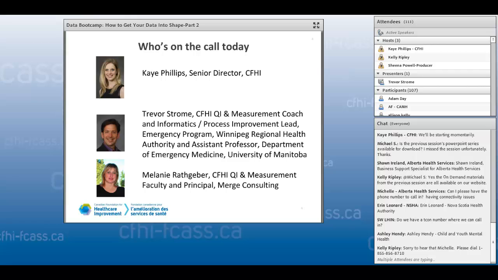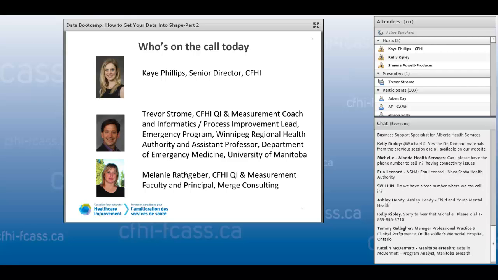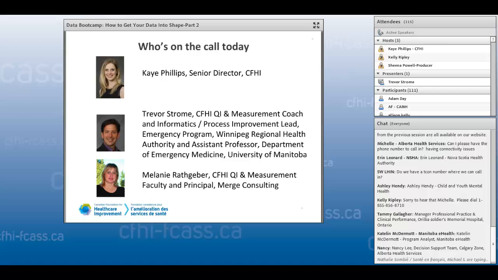Also with us is Melanie Rathgaber, a CFHI measurement coach and president of Merge Consulting. Melanie specializes in using data for quality improvement and has experience that spans a variety of healthcare sectors, including primary care, mental health, and acute care. Melanie led improvement and measurement initiatives at 2 provincial quality councils, including Saskatchewan and BC, and more recently switched her focus to mental health, where she works firsthand with staff and patients to measure and improve quality of care.